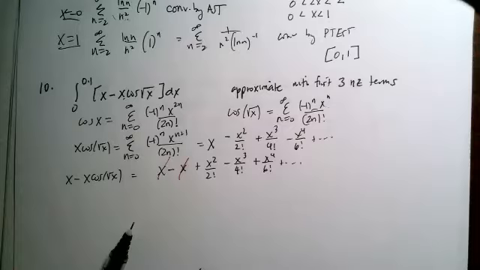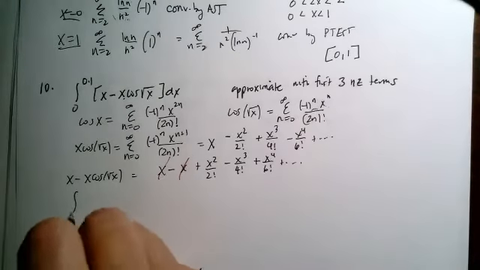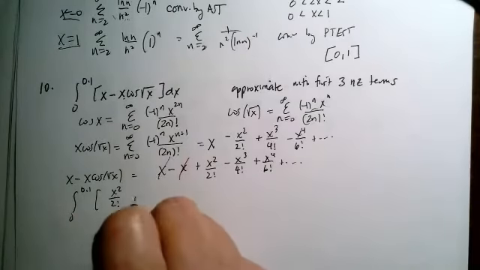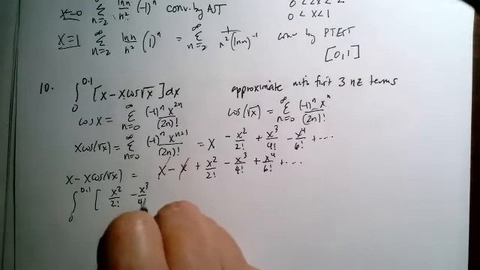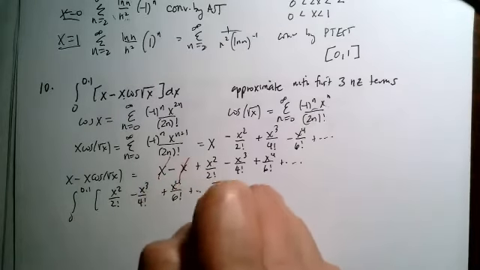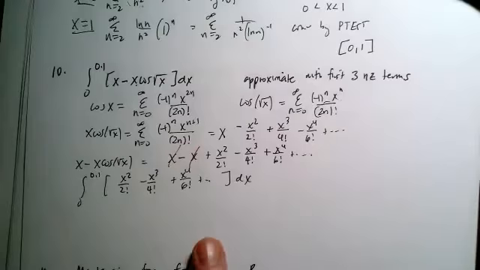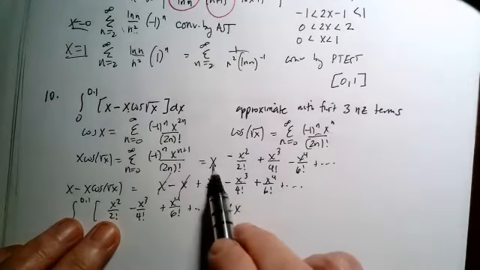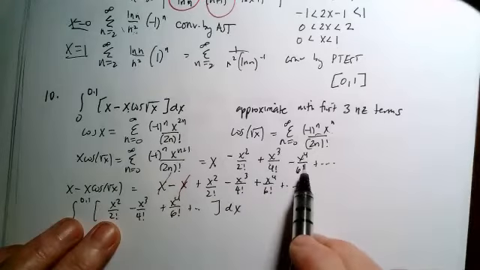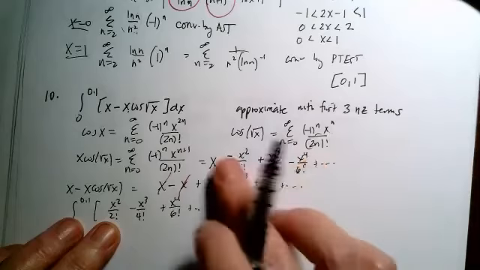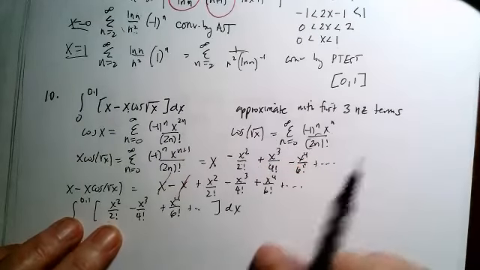Okay, now let's integrate this from 0 to 0.1, x squared over 2 factorial minus x cubed over 4 factorial plus x to the 4th over 6 factorial, and so forth. Is the x to the 4th part the 4th term? 1, 2, 3, 4. Yeah, I took out an extra term. You don't need the 4th one. I just took out an extra one, okay?